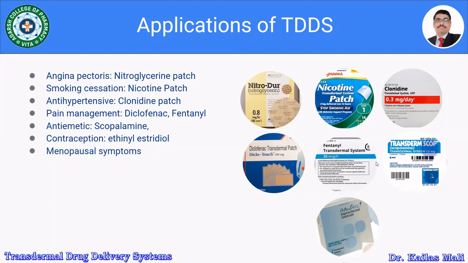Then the Transderm Scop contains scopolamine, and it acts as an anti-emetic. And the last one, ethinyl estradiol. It is used for contraception. And there are certain other patches also available for menopausal symptoms.